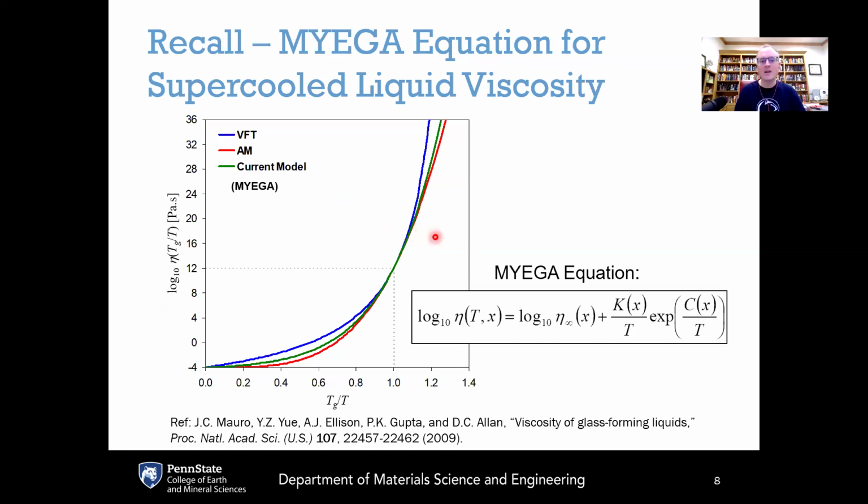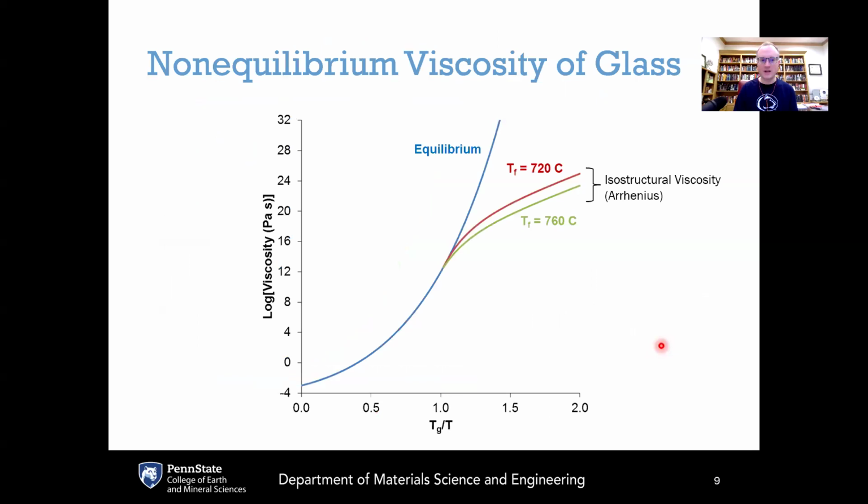for the temperature dependence of liquid viscosity. And the most accurate of these was the MYEGA equation. The MYEGA equation has three parameters: eta infinity, the extrapolated infinite temperature viscosity, which is a universal constant, and then two unknown parameters, K and C. The advantage of this compared to, say, the Vogel-Fulcher-Tammann equation is that it bypasses the problem of dynamic divergence. The VFT equation was predicting infinite viscosity at a finite temperature, which is unphysical. The MYEGA equation bypasses that problem and gives a more accurate description of the experimentally measured viscosity data.